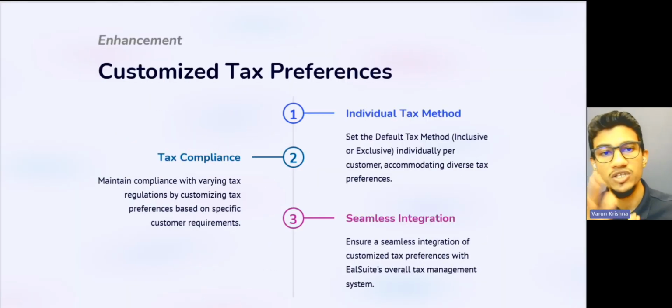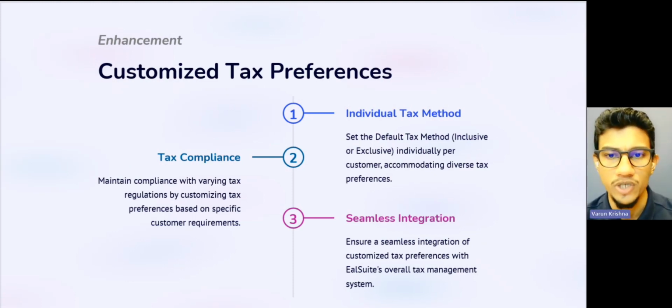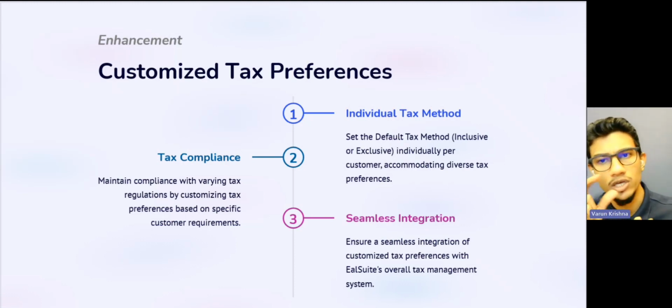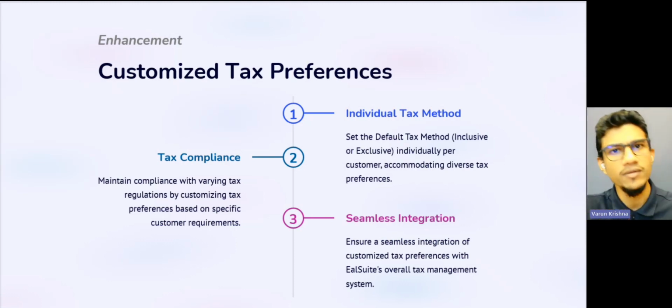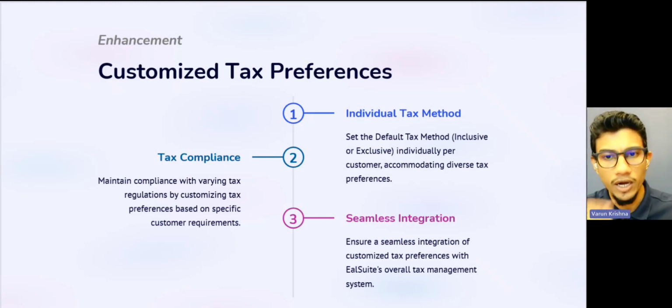The next one is customized tax preferences. So individual tax method can be opted right now while creating customers. So the next question is like, okay, earlier, how was this happening? Earlier, tax preferences or tax method, whether it was inclusive or exclusive, was again set company-wide. The decision was made for the company, for the organization. Organization-wide, for any individual customer that you're creating, it can either be inclusive or exclusive.